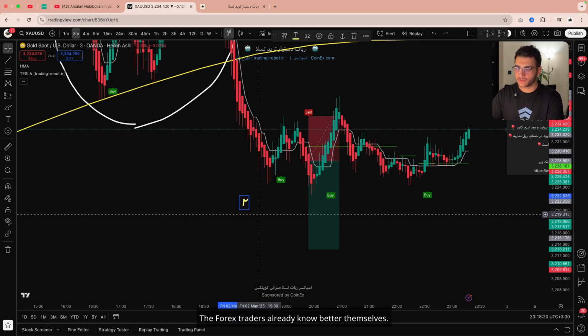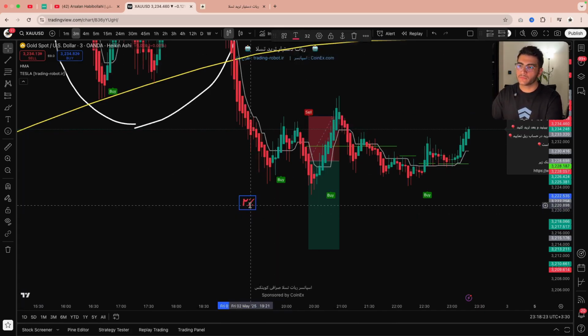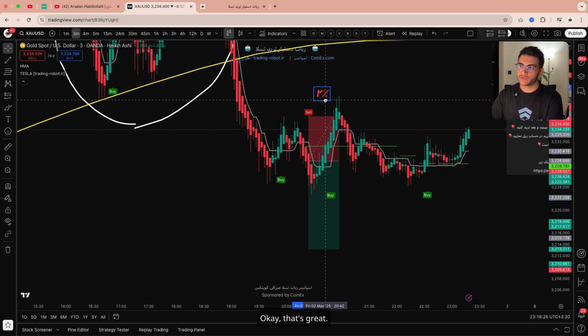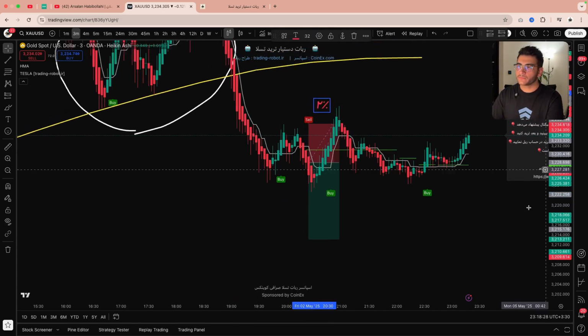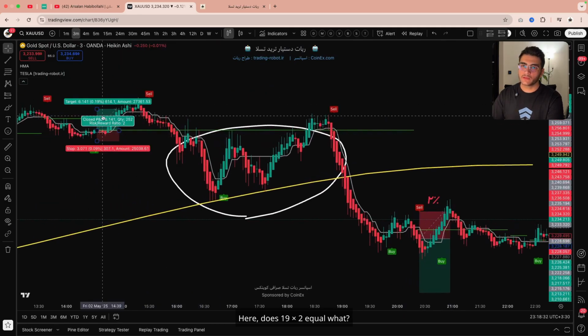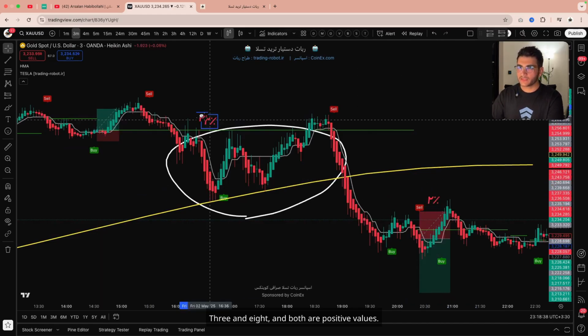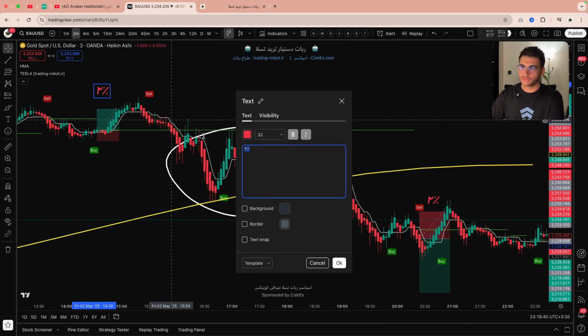The Forex traders already know better themselves. That's how their system works. Here we have minus 2%. Okay, that's great. What about here? Here, does 19 times 2 equal what? So how much is it? The final result comes out to 38. 3 and 8, and both are positive values.